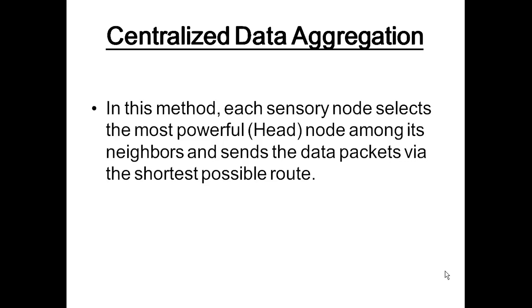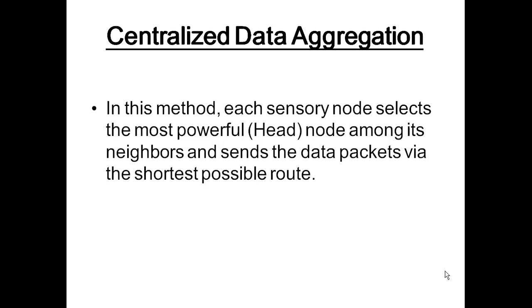Now in the centralized method, every sensor node selects the most powerful node, which is called the head, or the nearest node which is close enough so that we can transmit the data to the neighbor. It selects the most powerful node among its neighbors and sends the data packets via the shortest possible route. This powerful node, commonly known as a header node, is capable of performing data aggregation, combining the data of various packets into a single one.